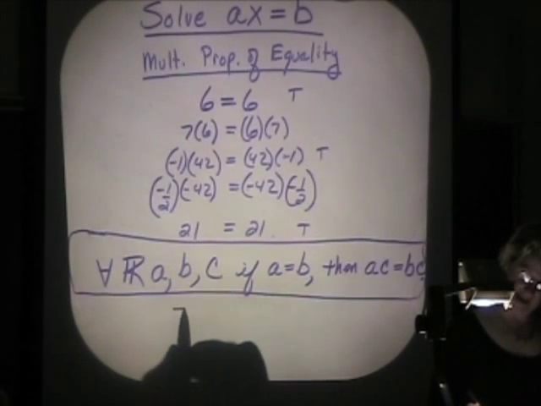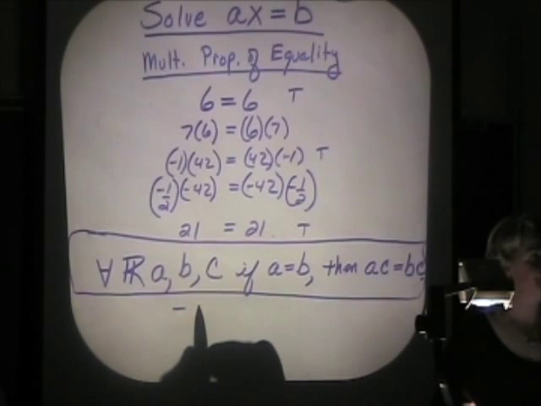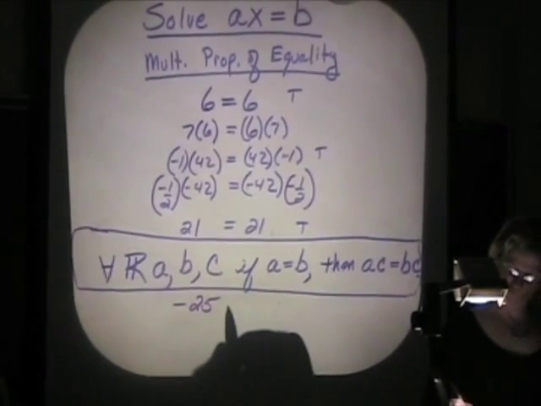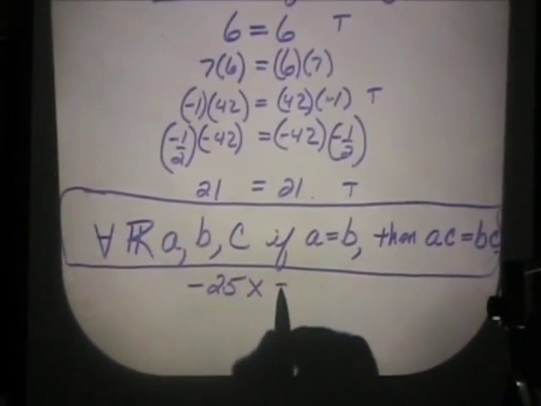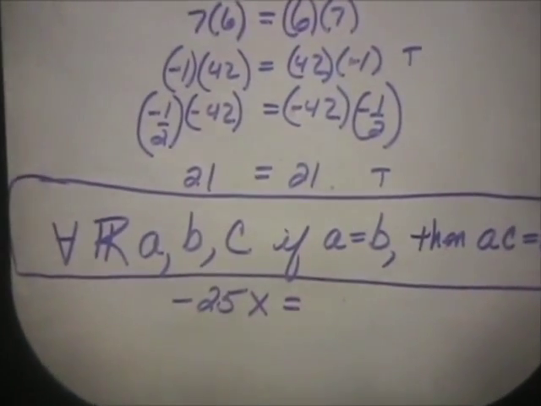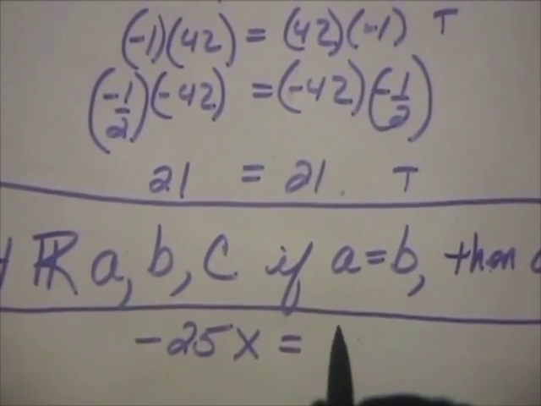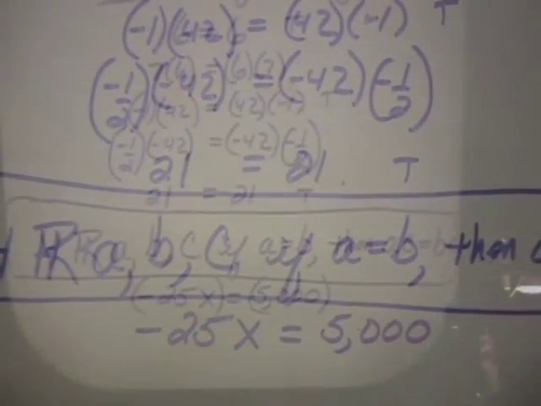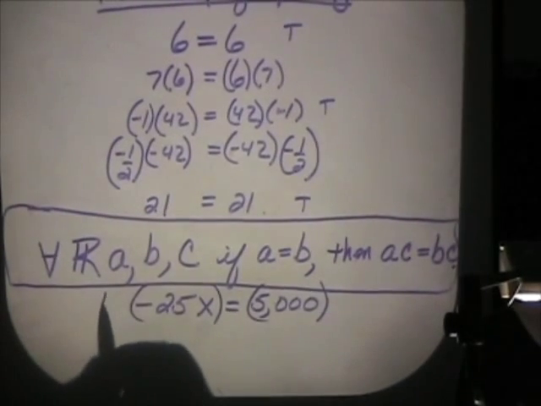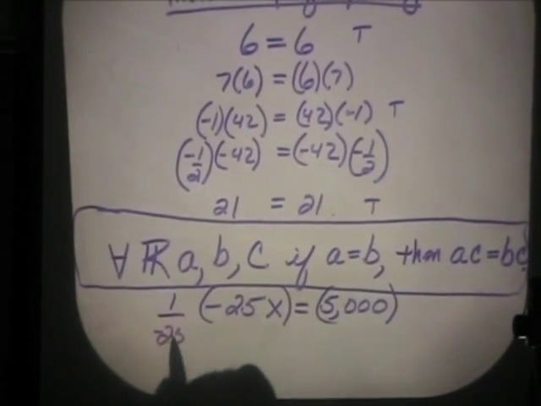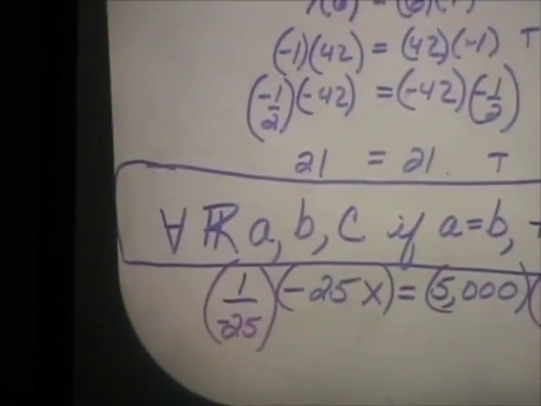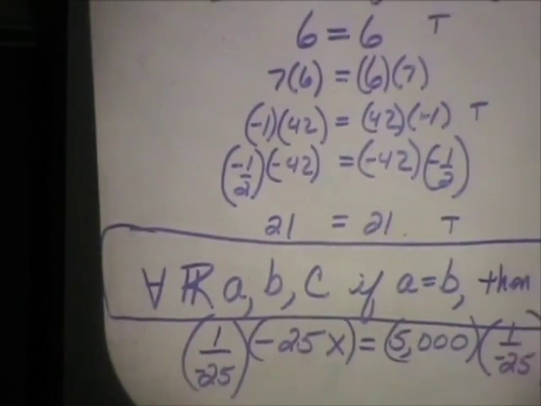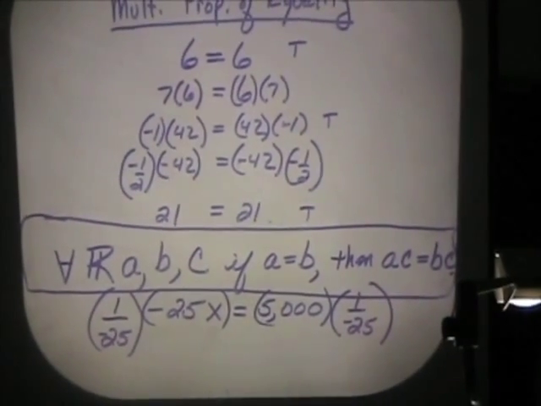Let's say I had -25 times x is equal to 5,000. -25 times something. So to solve this, we have to multiply by the reciprocal of -25, which is 1/-25. And we must do this on both sides of the equation.